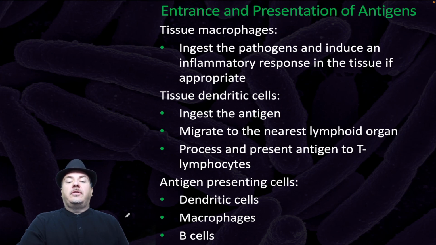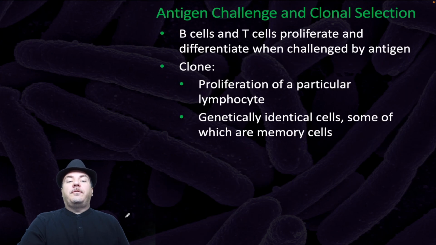Antigen-presenting cells include dendritic cells, macrophages, and B cells. B cells and T cells proliferate and differentiate when challenged by antigen. A clone is a proliferation of a particular lymphocyte. These are genetically identical cells, some of which are memory cells.